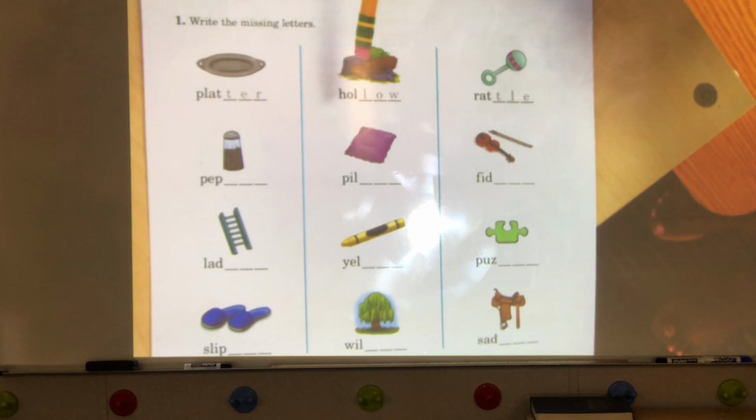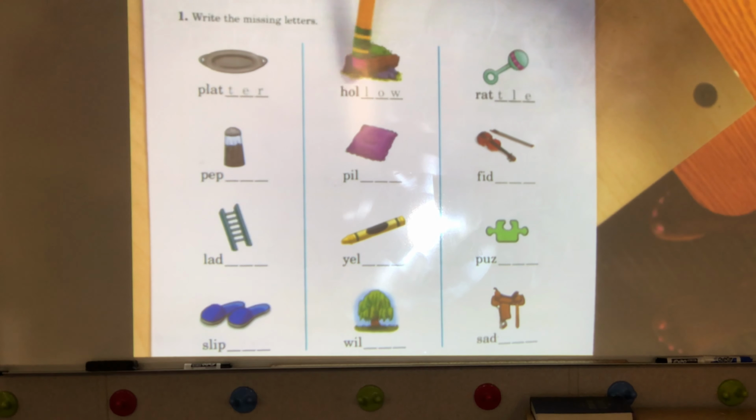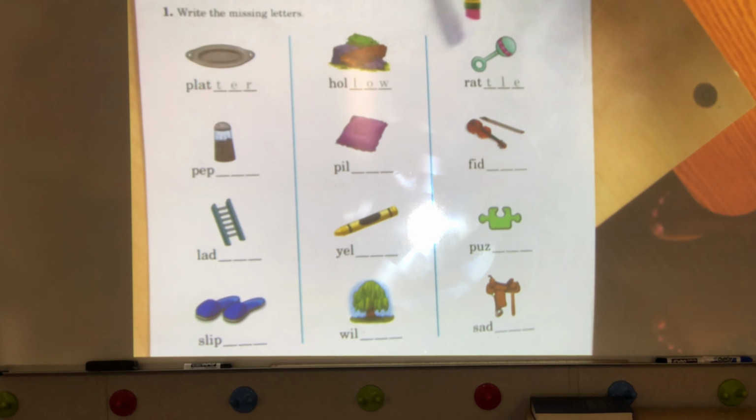Let's take a look at this one. Hollow, hollow. This is where the syllables are breaking up between a double consonant. Notice you have platter, T-T, that's a double consonant. Here, hollow, L-L, a double consonant. And let's take a look at rattle. You have a double T, R-A-T, T-L-E, rattle. So the rest will have double consonants. So here you will have in bigger. Here you have O-W and L-E, ol in little.